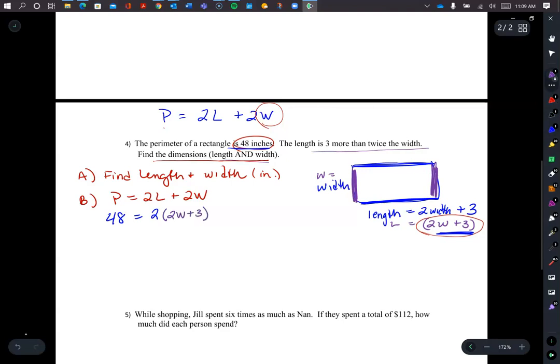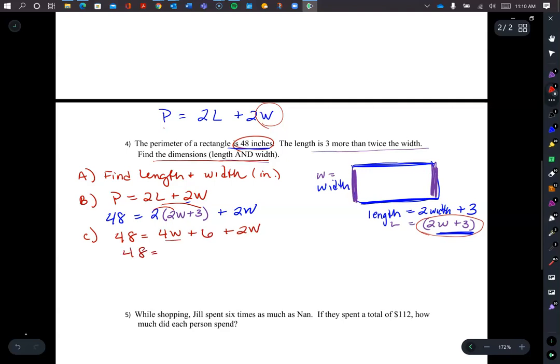And that's where this one's a bit tricky. And then W is just W. So this is part of the formula. W is just plain W. So just write that in. Now to solve it, I'm going to need to distribute. 48 equals 4W plus 6, and then bring down the 2W.